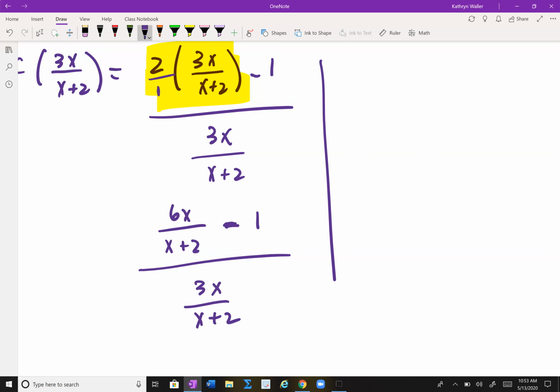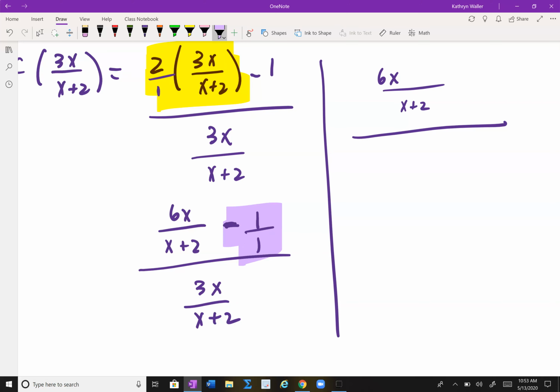So the top needs a common denominator, which is going to be x plus 2. This guy right here has the x plus 2, so I'm going to write down the 6x. This guy right here does not have the x plus 2, so I have to multiply top and bottom by x plus 2. I distribute the negative, and I get negative x minus 2. Make sure that you change that to a minus, not a plus. And that's all over 3x over x plus 2. So on the top, I have 5x minus 2 over x plus 2.